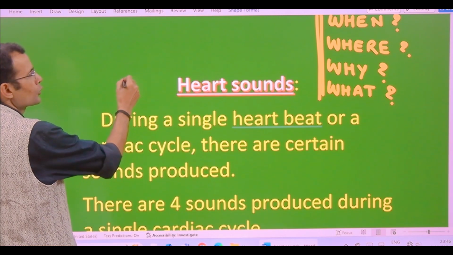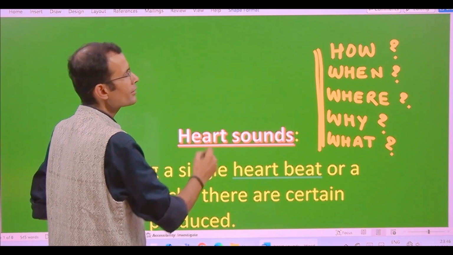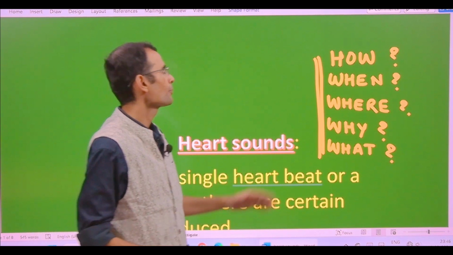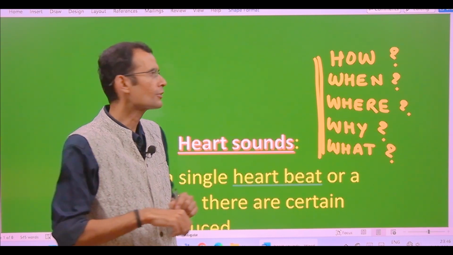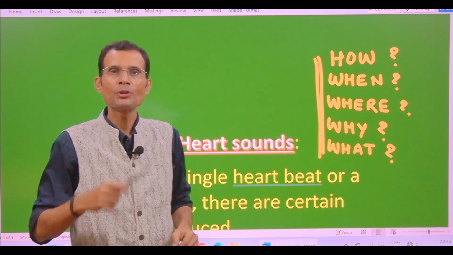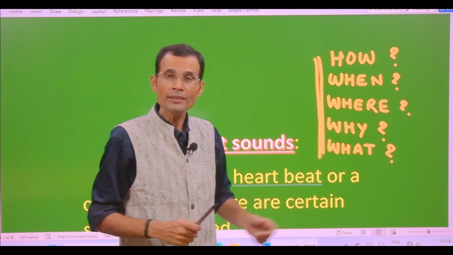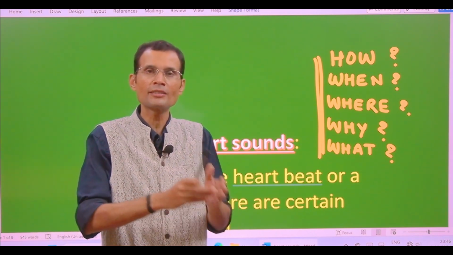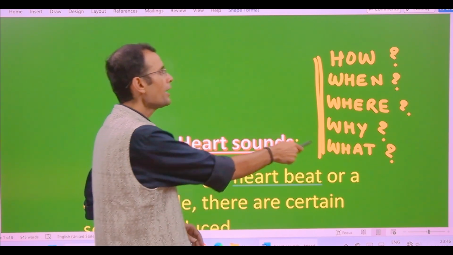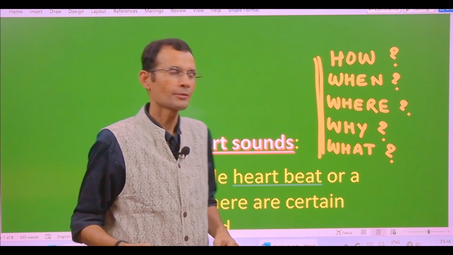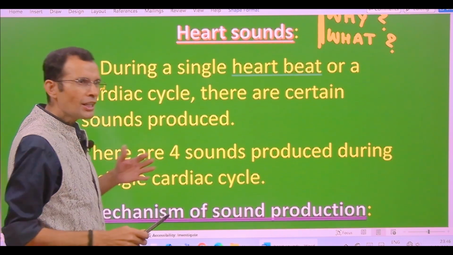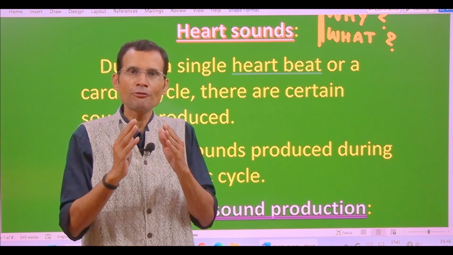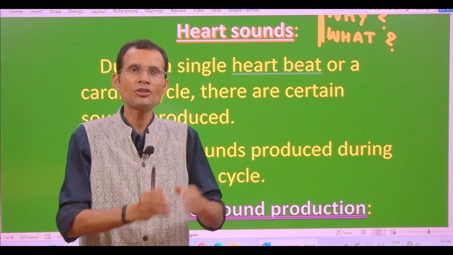Okay. So heart sounds, we will try to answer all the 5 W-ish questions related to the heart sounds. How the heart sounds are produced, when are they produced during a cardiac cycle, where they can be heard best, why do we have to differentiate between first and the second heart sound particularly, and what is the clinical significance. Alright, so in each heartbeat, we hear the sounds which are called heart sounds, and there are 4 heart sounds produced in each cardiac cycle.